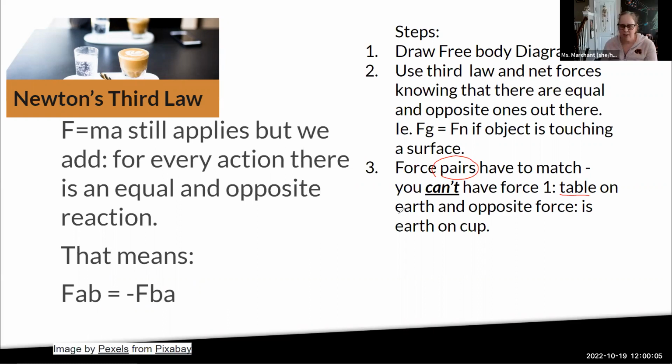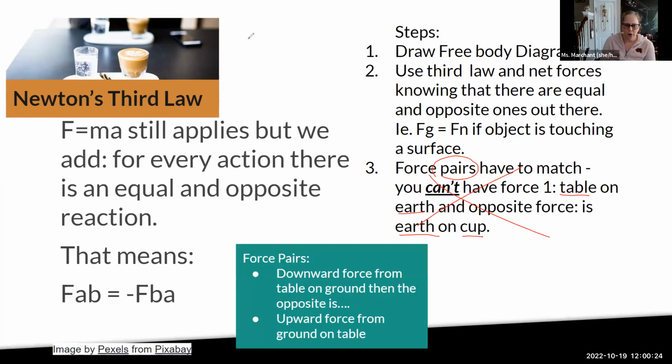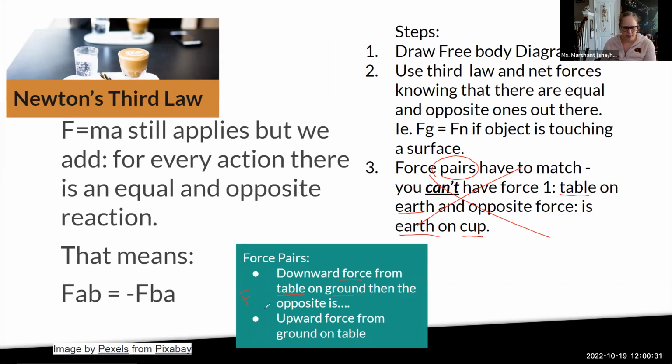If you have a table on Earth, then the opposite force is not the Earth on the cup. That is just that transitive property. If we talk about table and Earth, then the opposite force also has to talk about table and Earth. So what do I mean? I'm using this picture up there at the top. One force is called the force from the table on the ground. And what is that going to be opposite to? Negative force of the ground on the table.